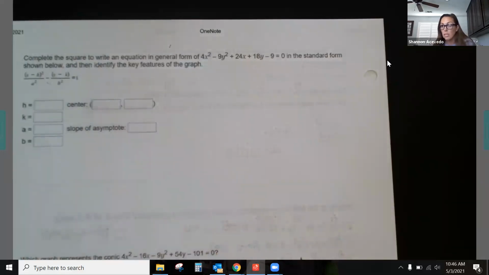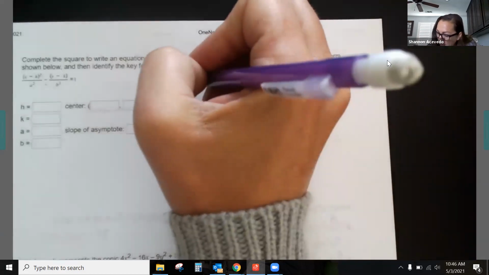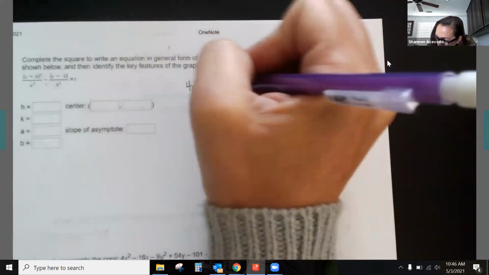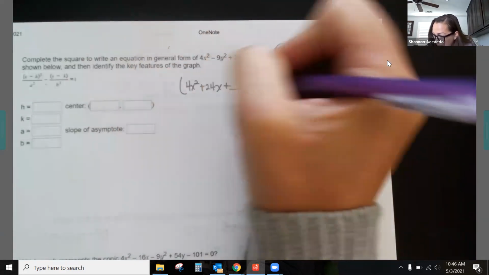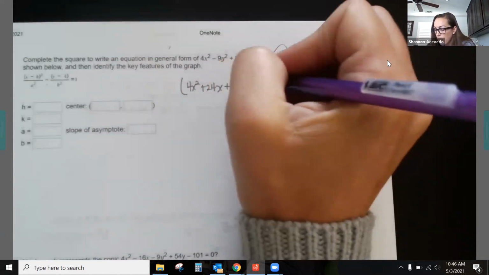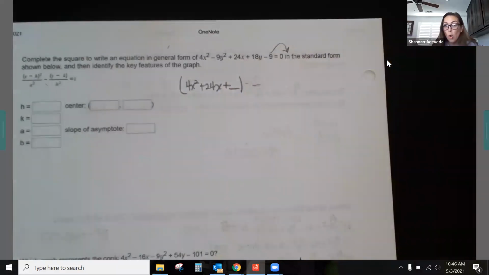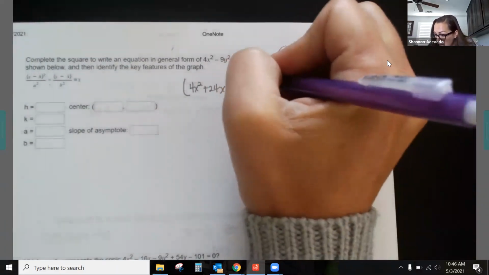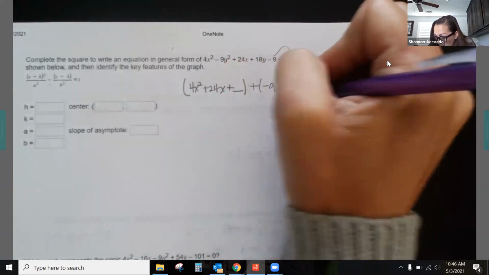So just like we did on the previous page, first thing I'm going to do is I'm going to group my x's together. I'm going to group my y's together. And then I always move my constant over to the right side. So I have 4x squared plus 24x plus my something. Now this is a negative 9y. I don't write it as minus and then do a parentheses because that changes the values. So my recommendation is always just keep it as plus, and then it's negative 9y squared plus 18y plus my blank.